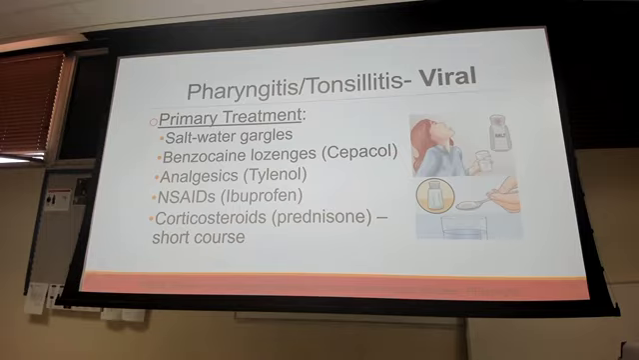So treatment, primary treatment for viral pharyngitis or tonsillitis is going to be symptomatic, which comprises of everything here. And this is really in sequential order. So saltwater gargles, we can do those, benzocaine, the cough drops, analgesics, NSAIDs, corticosteroids. We can do a short course of prednisone if the patient's symptoms are that severe, but we don't want to just jump to prednisone if we can probably do something a little bit more conservative for them. And you can prescribe multiple of these on their first encounter.